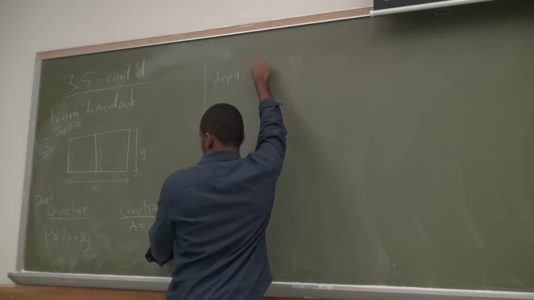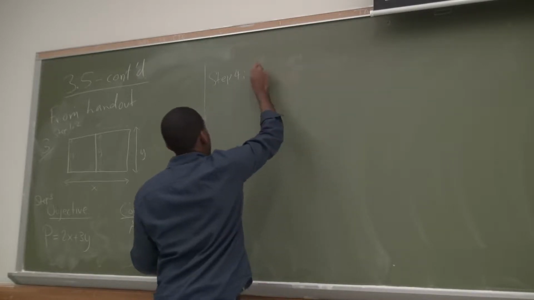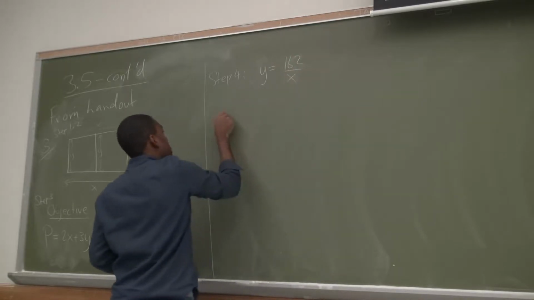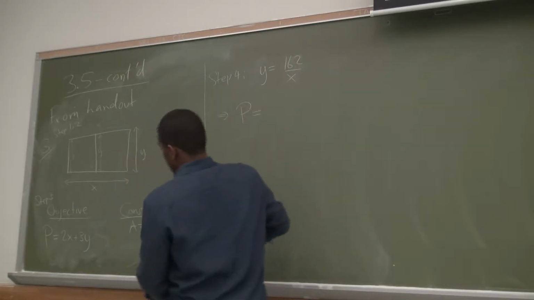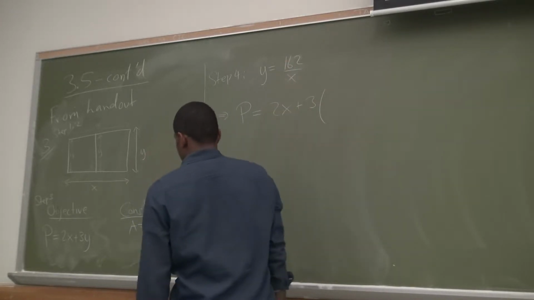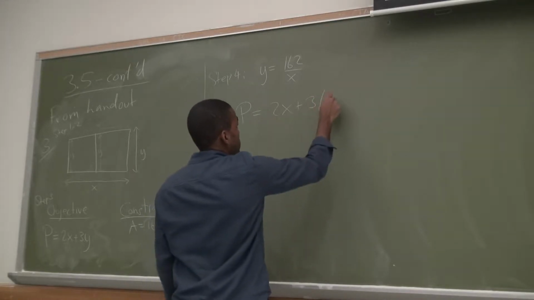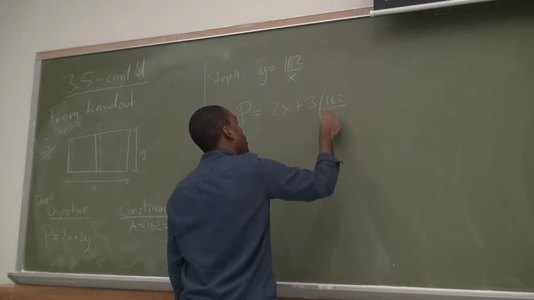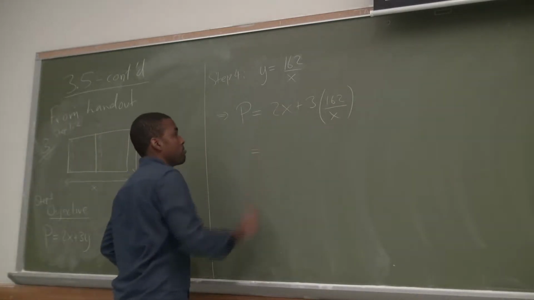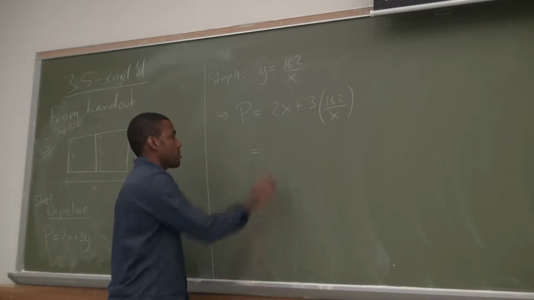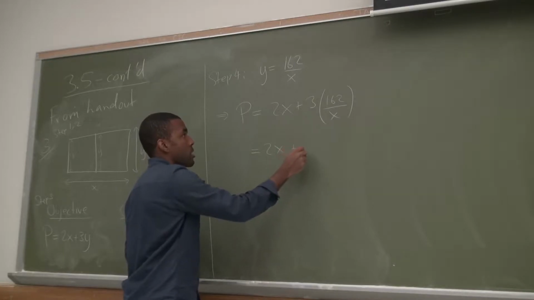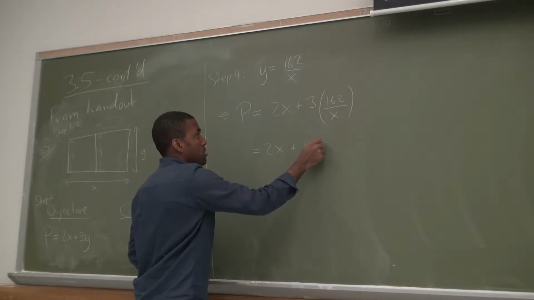Which one do we want to solve for? Doesn't even matter, right? So let's solve for y. 162 over x. This means the perimeter now I can write as 2x plus 3. Well, now I feel like I should have solved for the x because now I'm going to have to multiply by 3 instead of 2. Do what you can to make your life easier. Okay, so what is this? What's 3 times 162? Do I even care? 486? Yeah.